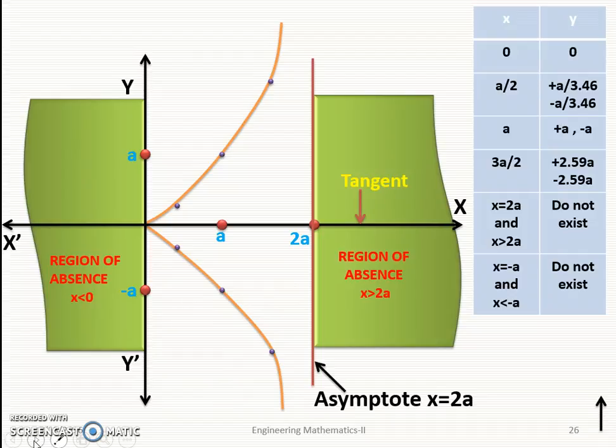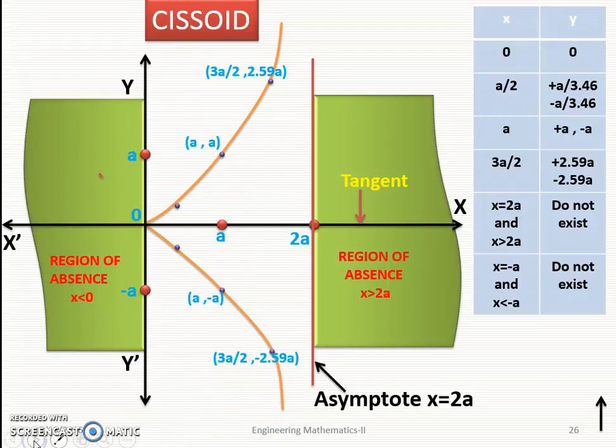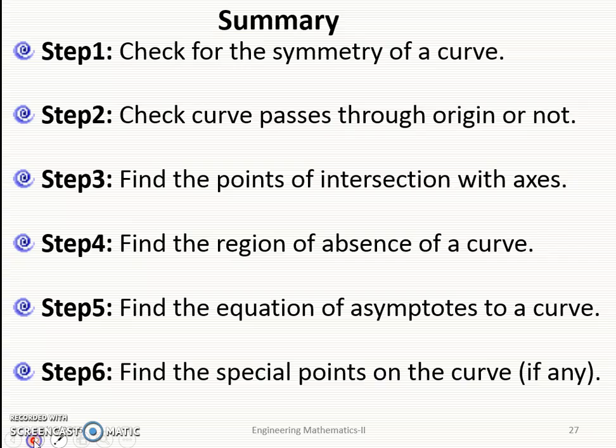So this is the tangent at origin. So this point is origin. So these are the points and this origin is the cusp.